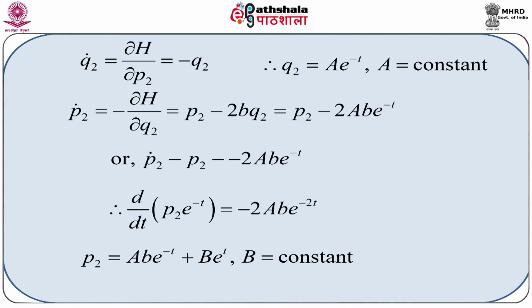Multiplying both sides by the integrating factor e to the power minus t, we get d/dt of P2 e to the power minus t equal to minus 2AB e to the power minus 2t, which on integration gives P2 equal to A into B e to the power minus t plus B into e to the power t, B equal to constant.